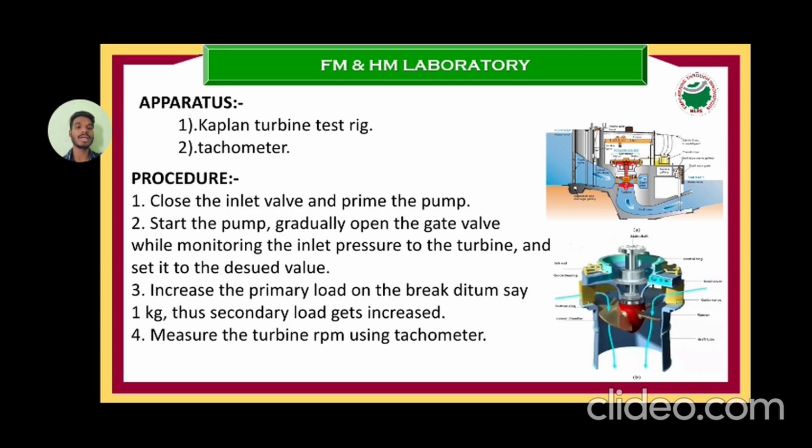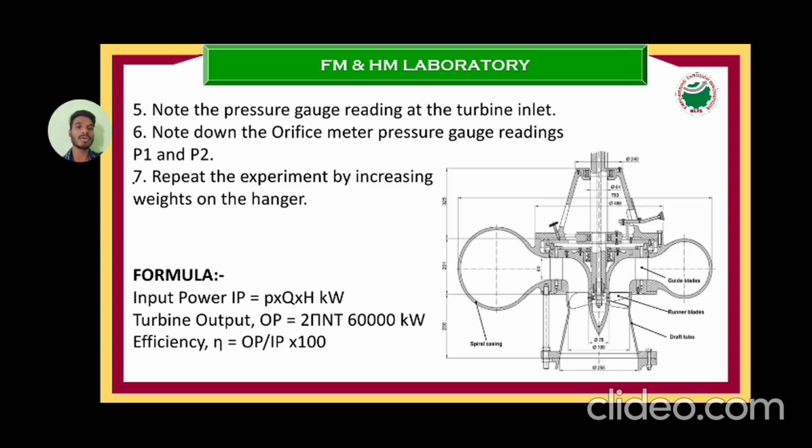Procedure: close the inlet valve and prime the pump. Start the pump gradually. Open the gate valve while monitoring the inlet pressure to the turbine and set it to the desired value. Increase the primary load on the brake drum, say 1 kg. Thus, the secondary load gets increased. Measure the turbine RPM using a tachometer.